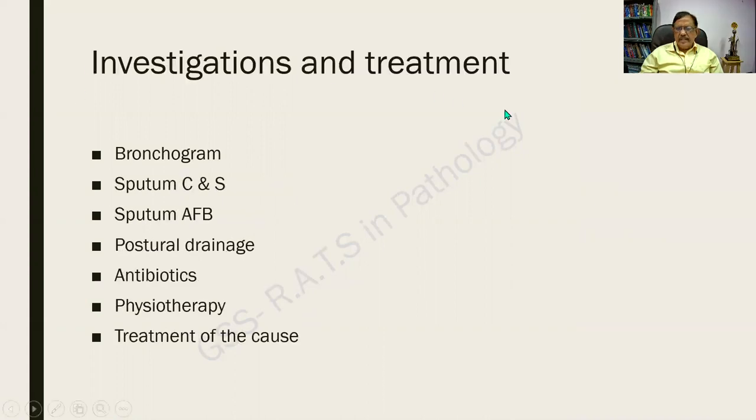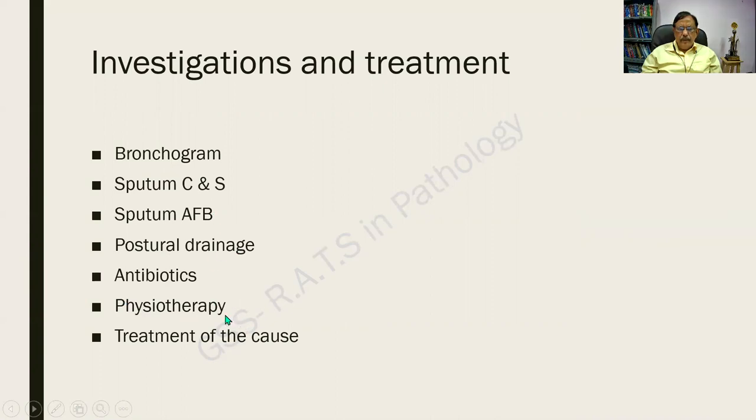What are the investigations that can be done? The sputum can be sent for culture and sensitivity. An acid-fast stain can be done for tubercle bacilli. Regarding the treatment, one of the best modes of treatment will be postural drainage. If the patient has a bronchiectasis of the lower lobe, you can raise the foot end of the bed. And if he has a bronchiectasis on the right side, he can be asked to lie down in the left lateral position. Appropriate antibiotics are given, then support with physiotherapy.